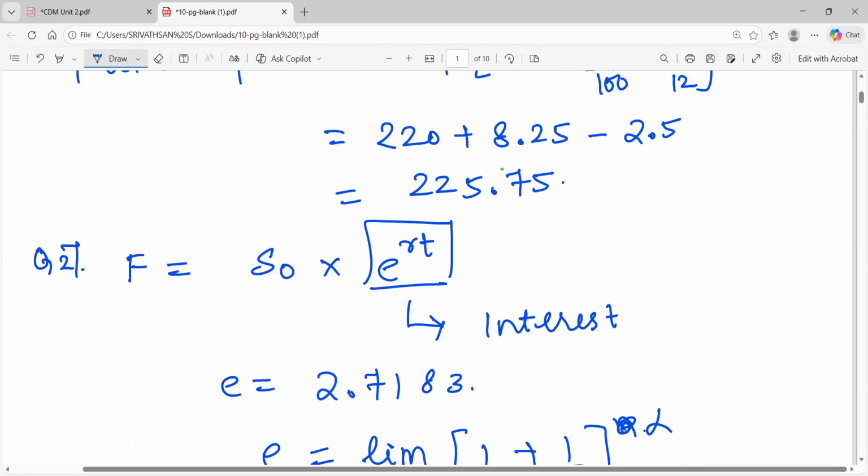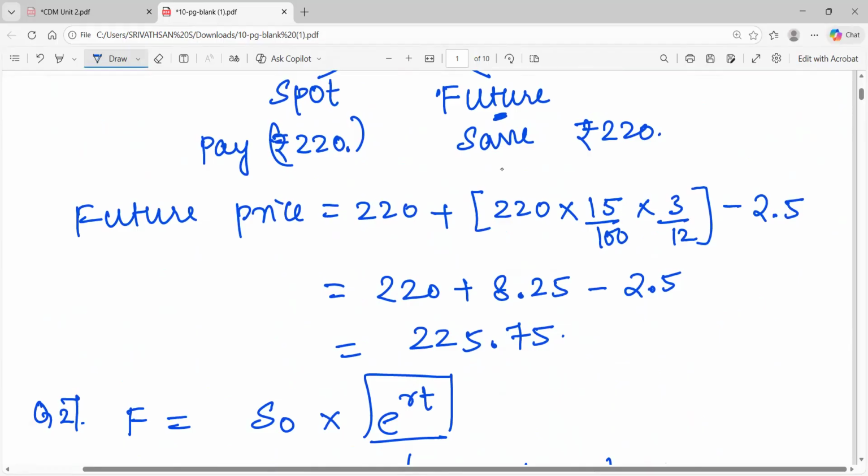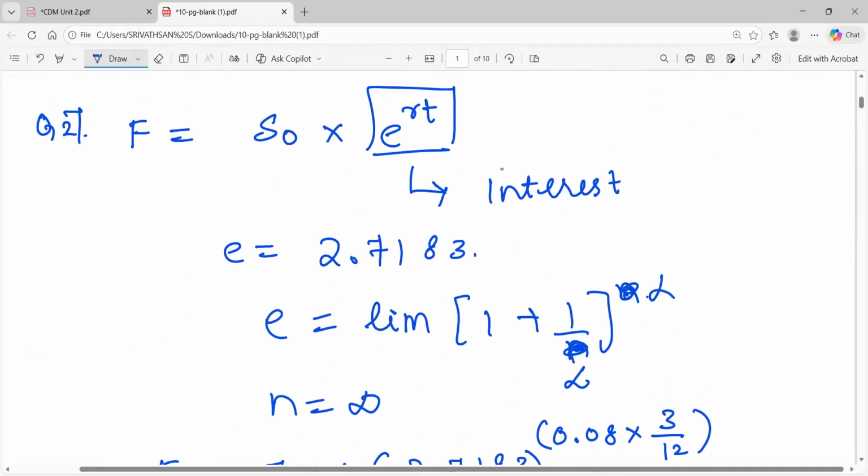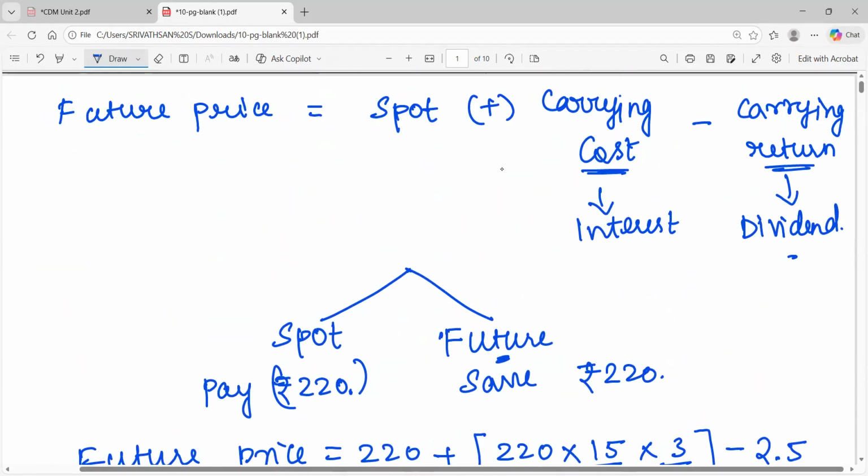So when do we need to use this cost of carry model and when do we need to use this formula? It depends upon the information given in the question. If interest is continuously compounded, we have to use this formula. If interest is not continuously compounded, if it gets compounded annually, then we have to use this formula. Is it clear?